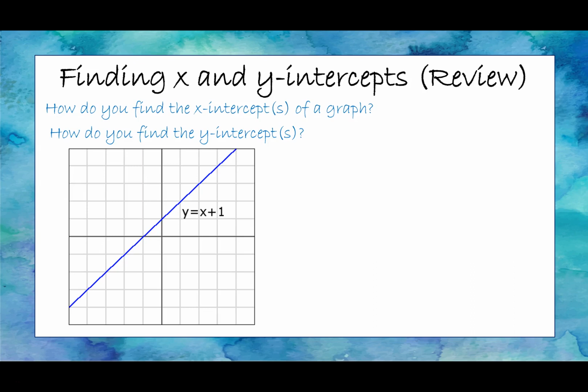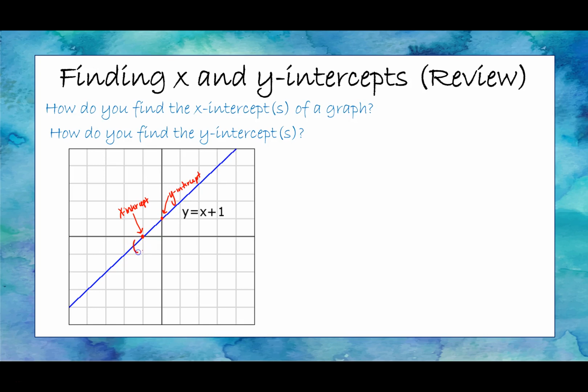Well, first of all, let's identify them on the graph as a reminder. Your x-intercept would be this point right here. This is your x-intercept. In other words, it's where your line or your graph crosses the x-axis. Our y-intercept would be where our graph crosses the y-axis. Specifically, let's label these points.